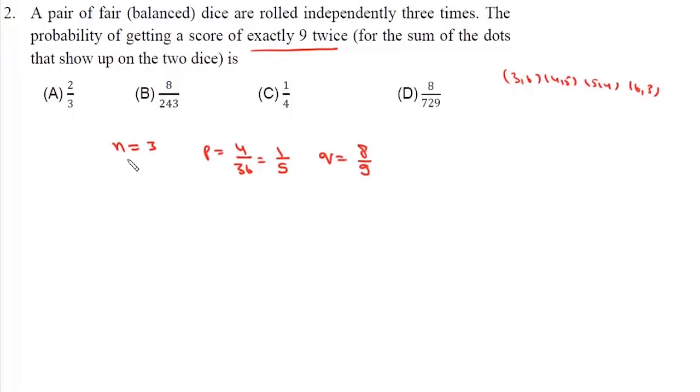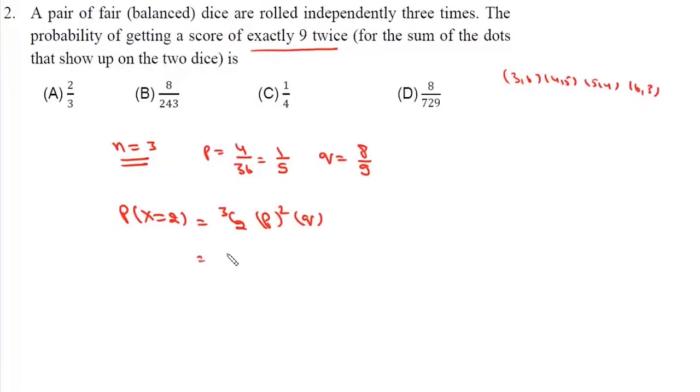Now it says out of these 3 turns, we should get exactly 9 twice. So we need to find the probability when the value of x is 2. So it will be 3C2, P2 and Q.